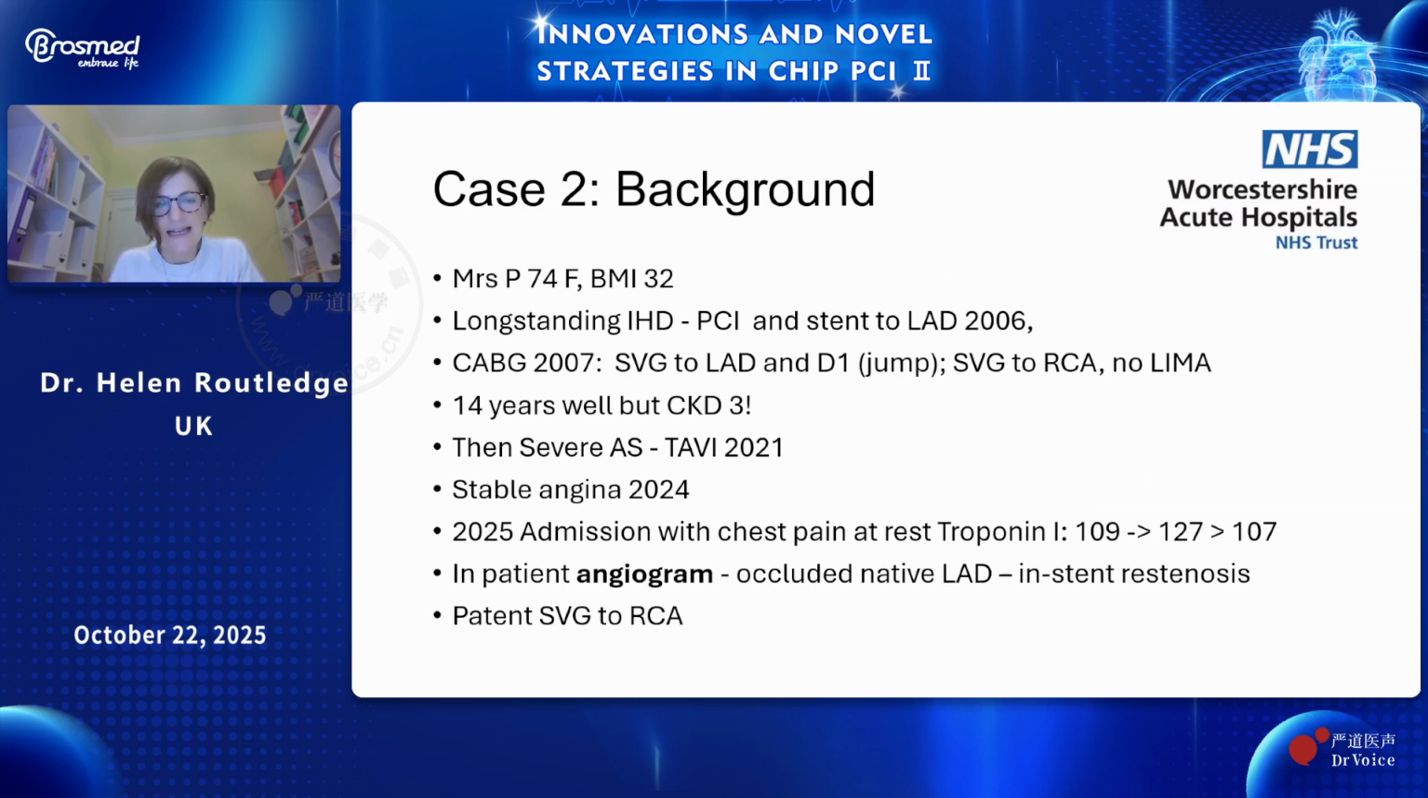She'd had a stent to her LAD in 2006, and she'd then had further disease and had had bypass surgery in 2007. So there was some technical difficulty at the time of surgery with the LIMA, so it wasn't used. And instead she had a vein graft, which went from the LAD with a jump graft to the diagonal and a vein graft to the right. And actually, despite just veins, she'd been well for 14 years, but she did have some chronic kidney disease.